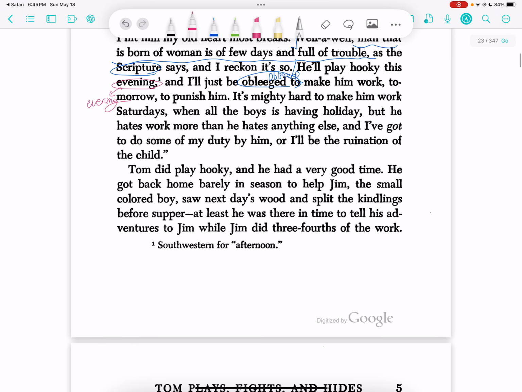And so she's not going to punish him. "It's mighty hard to make him work Saturdays, when all the boys is having holiday. But he hates work more than he hates anything else, and I've got to do some of my duty by him, or I'll be the ruination of the child." And so she feels a moral obligation to make him into a more right child.